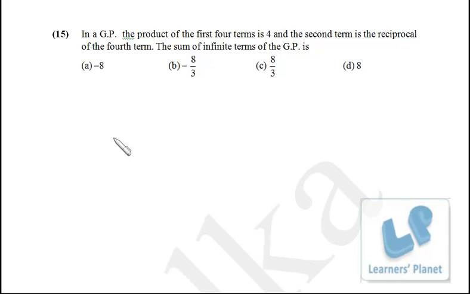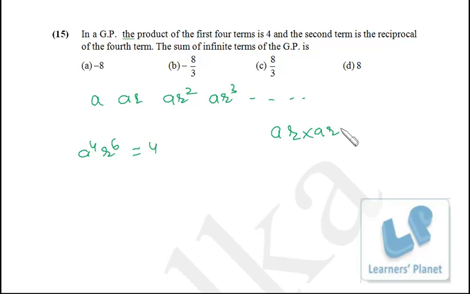Now, in a GP, the product of first 4 terms is 4, and the second term is reciprocal of the fourth term. Find the sum of infinite terms of the GP. I assume the GP to be a, ar, ar square, ar cube, and so on. The product of first 4 terms is 4. So the product is a raised to 4 and r raised to 0 plus 1 plus 2 plus 3, that is r raised to 6, and that is 4. The second term is reciprocal of the fourth term. So ar is equal to 1 upon ar cube. That means ar into ar cube is equal to 1, or I can say a square r raised to 4 is equal to 1.